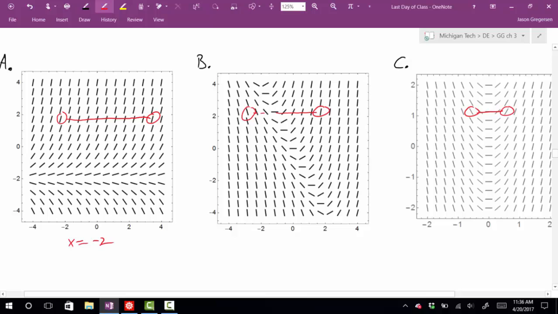-2. Right? Somewhere in there's a horizontal solution. Okay? Any questions here?